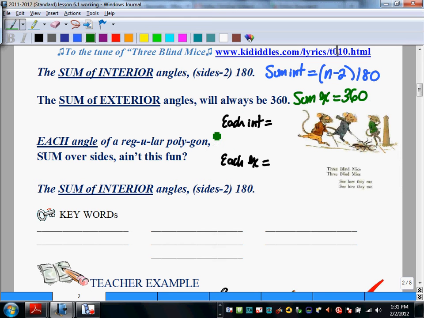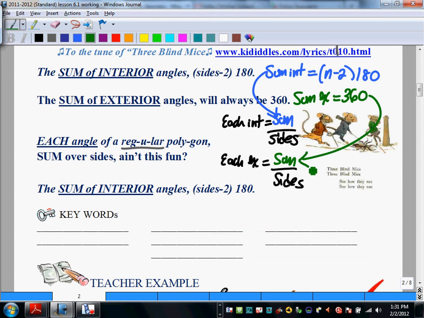All right. Then to find a single one, if it's regular, underline the word regular. You're going to do sum over sides. So I'm going to do sum over the number of sides, and sum over the number of sides. Notice I'm using a different color, because for interior, sum is the n minus 2 times 180, and for exterior, it's this sum. So it's sum over sides for both of them, but what defines sum changes. This is your toolbox for all of today. You get to know how to use these, and it is a piece of cake.